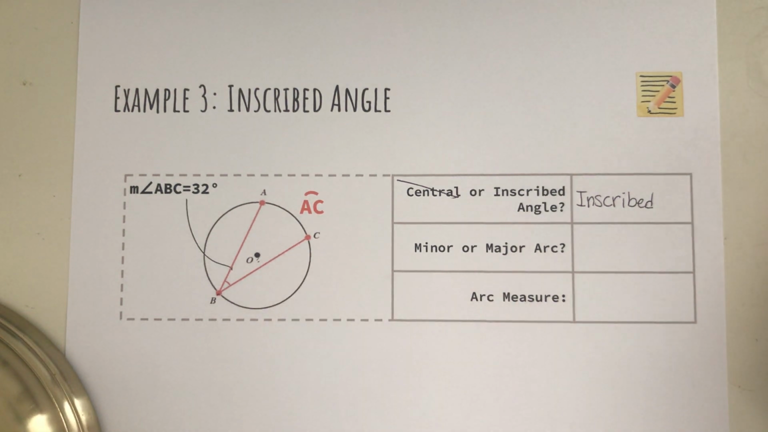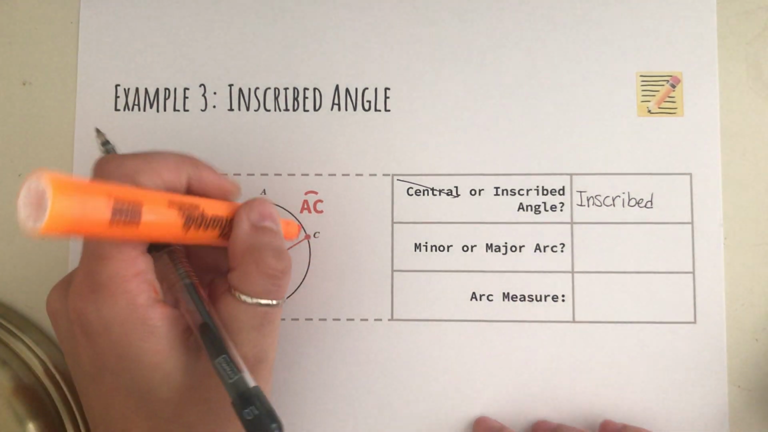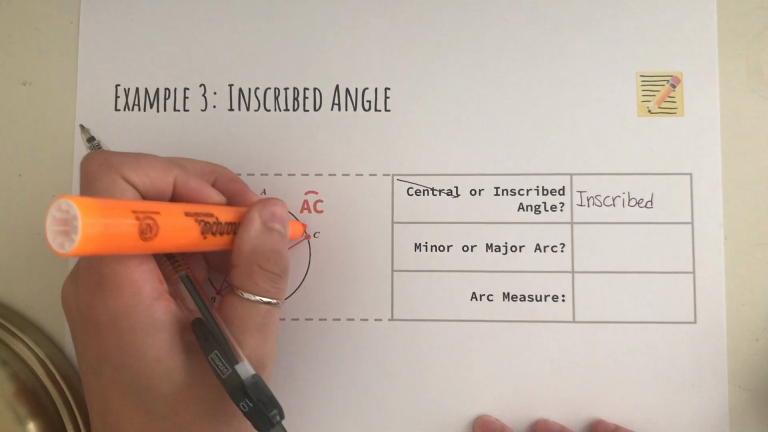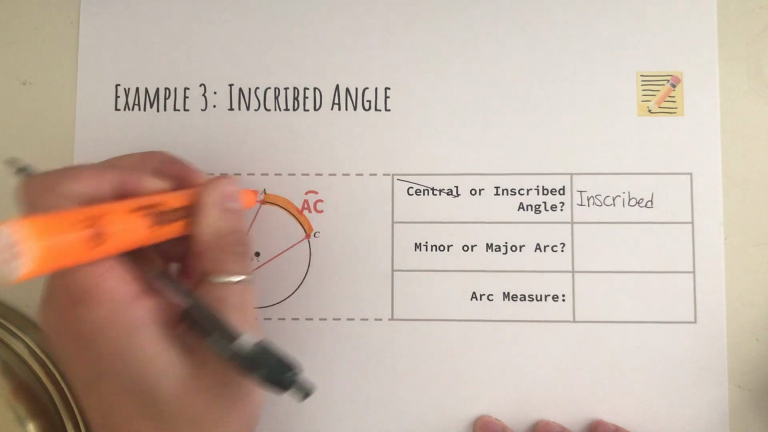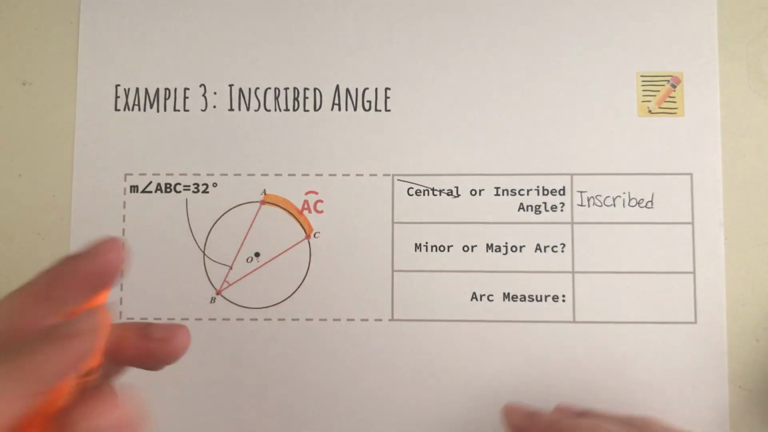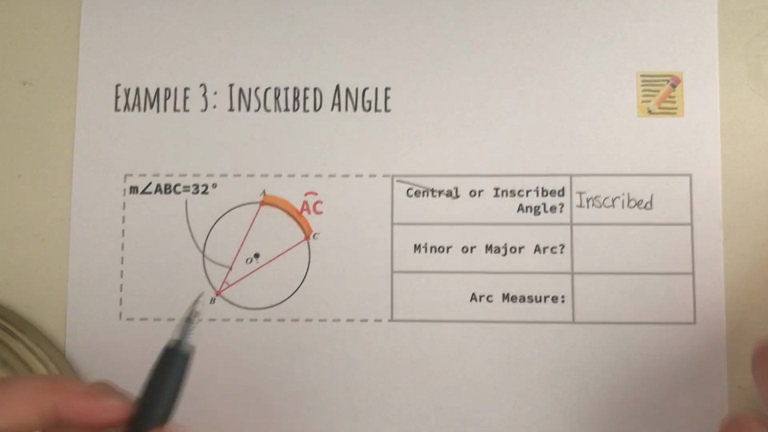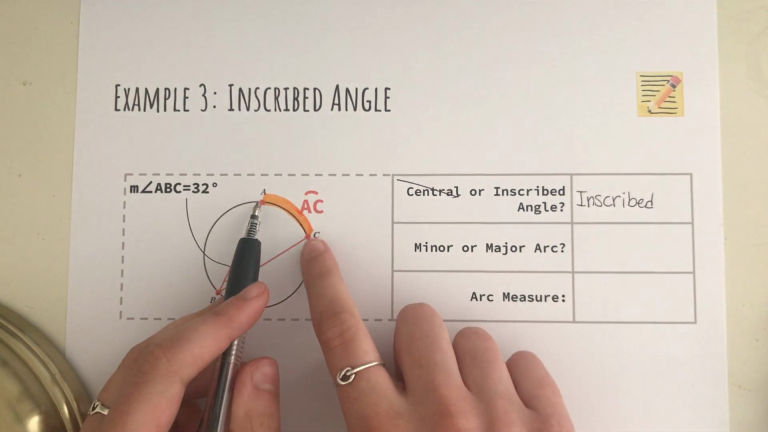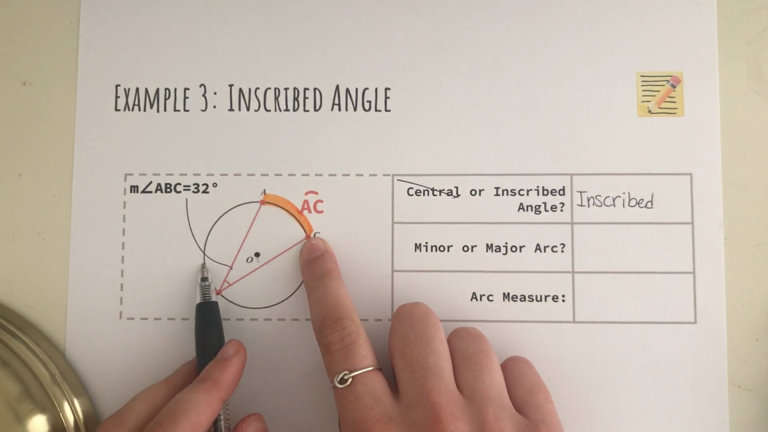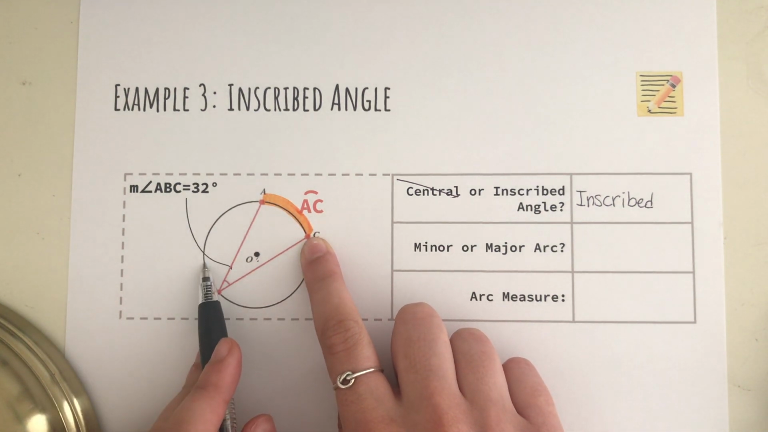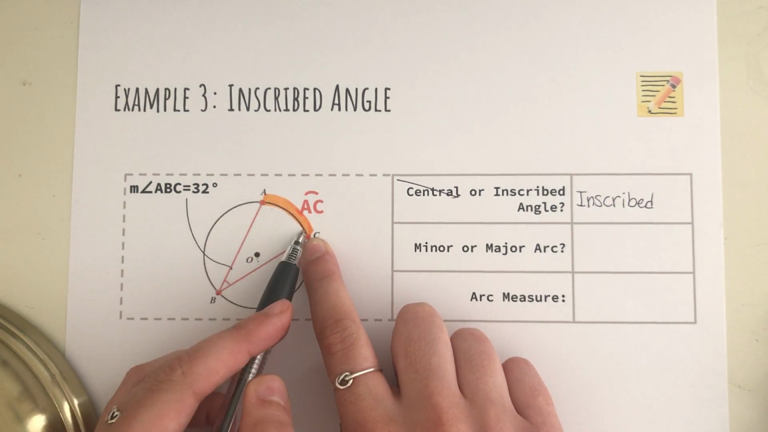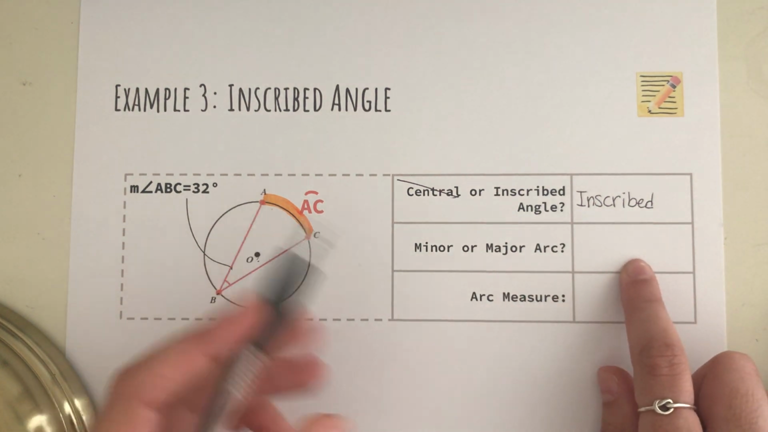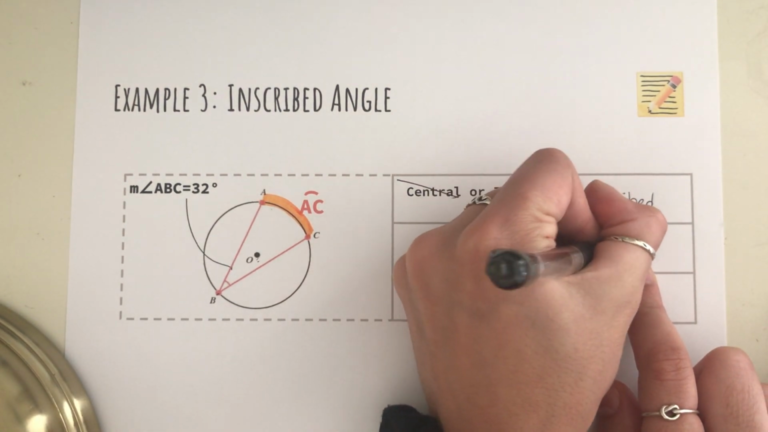And I look at arc AC, so I'm gonna go ahead and highlight it. And this intercepted arc, right? A and C intercept the circle to create arc AC. It's definitely smaller than 180 degrees, right? 180 degrees would be half of the circle. This is only a little piece of it. So this is a minor arc.